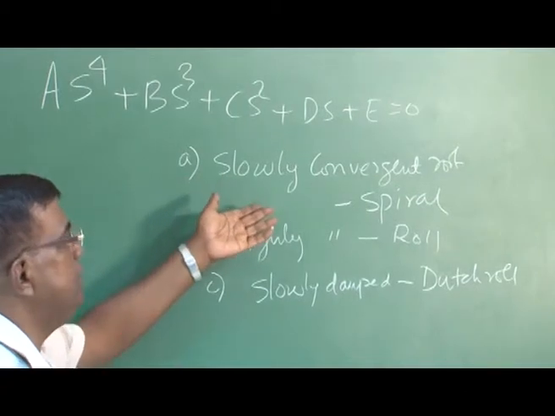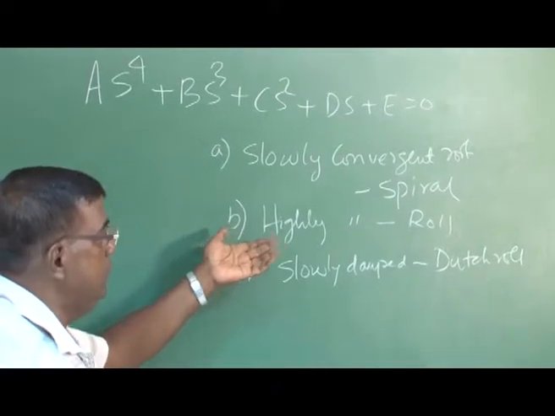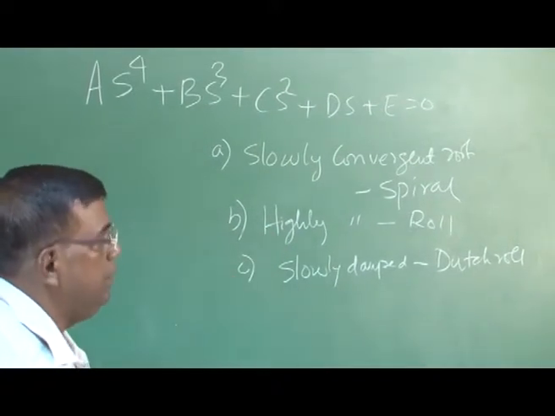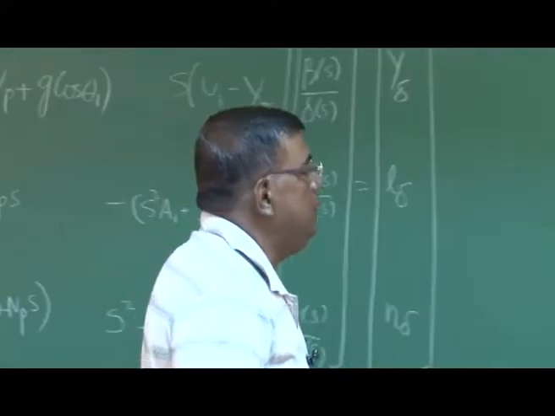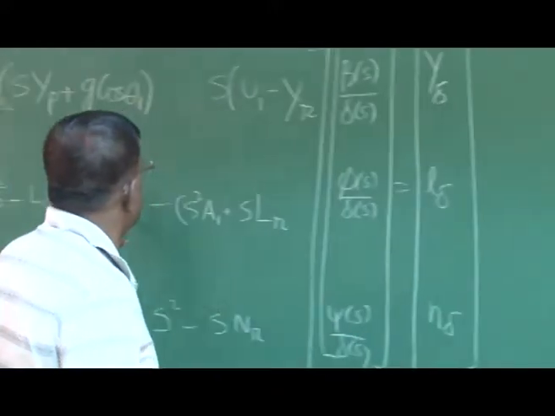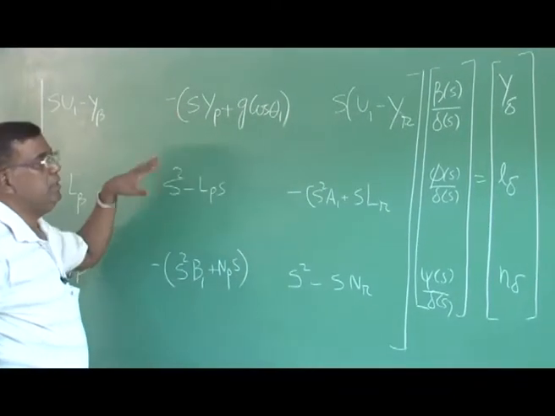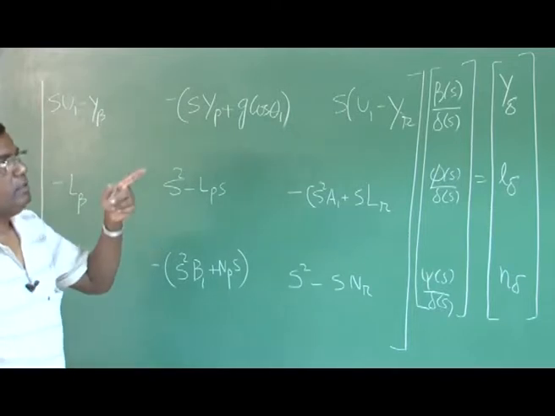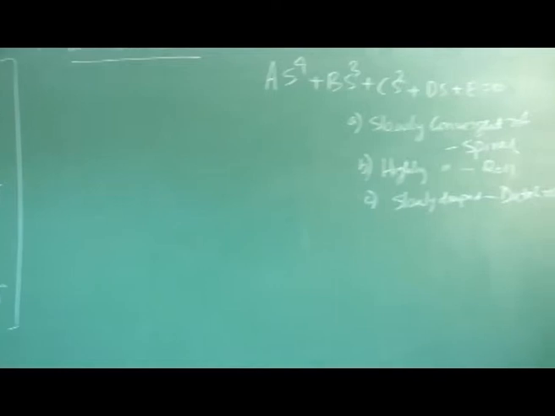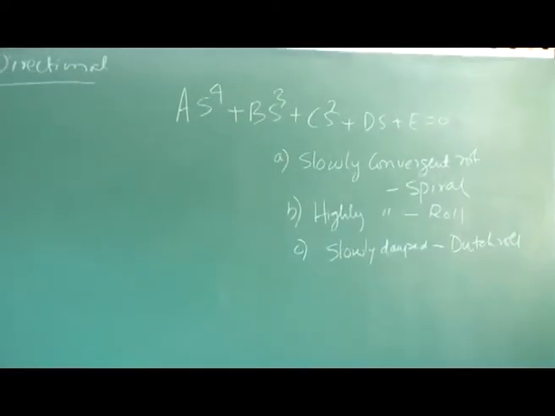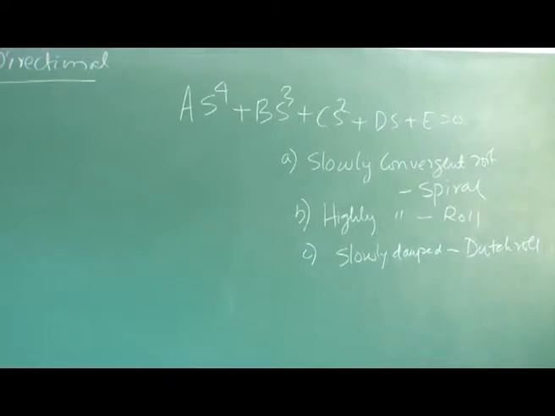One is a slowly convergent real root, a highly convergent real root with negative sign, and a slowly damped Dutch roll, which is like oscillatory roots. We'll now try to use this matrix equation and take the determinant equal to 0 to find the characteristic equation: A s^4 plus B s^3 plus C s^2 plus D s plus E equal to 0. We'll now simplify this for the spiral, roll, as well as Dutch roll mode.